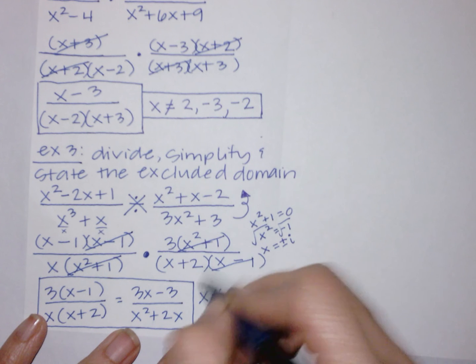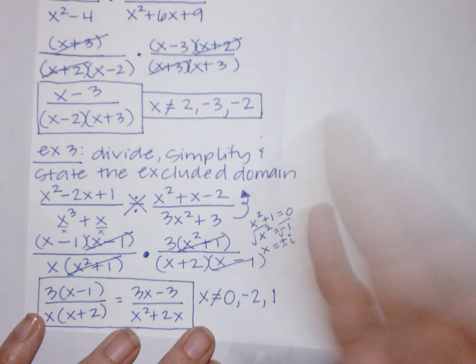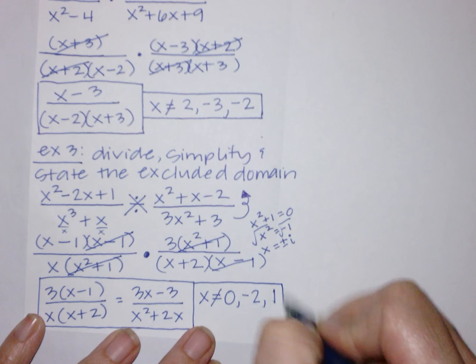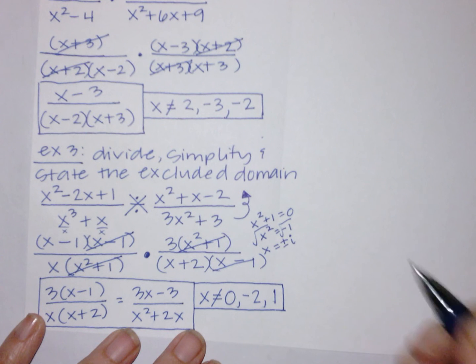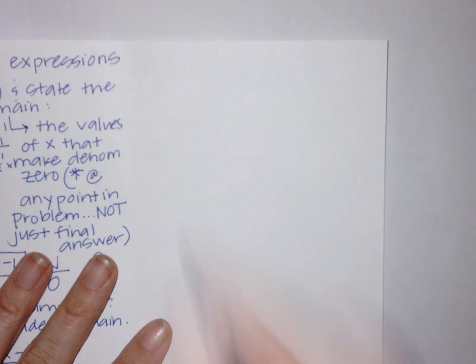It has to be a variable. Why? Because this constant number stays 3, it's not going to change, so that's why we don't have to look at it. Okay, moving on, we are going to stop doing the excluded domain because I think we've got the hang of that.